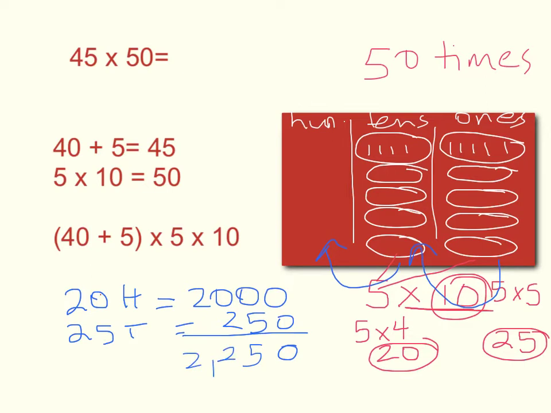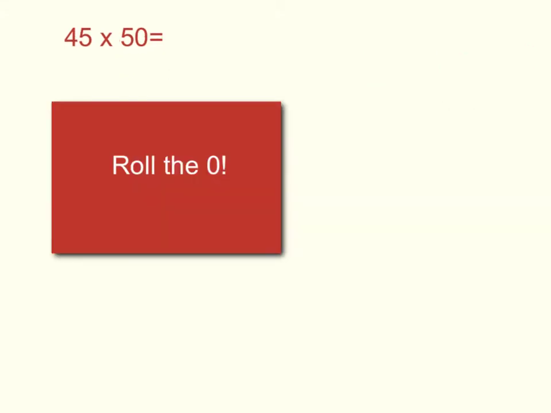Now, let's look at this in another way. There is a much easier way to do this. The last way I just showed you was a conceptual understanding of it. That way you know how the parts of the number are working and how the multiplication by the double digit works. Now, there's an easier way. We can just roll the 0.